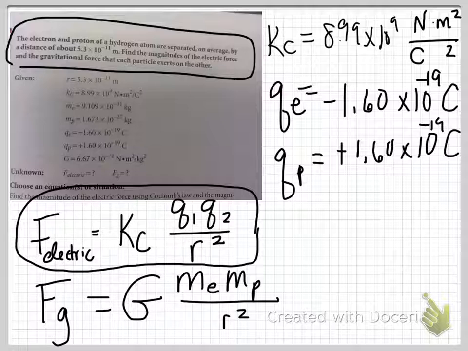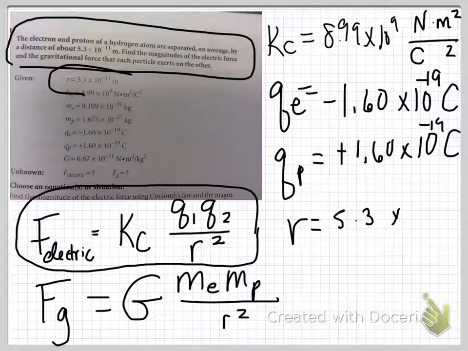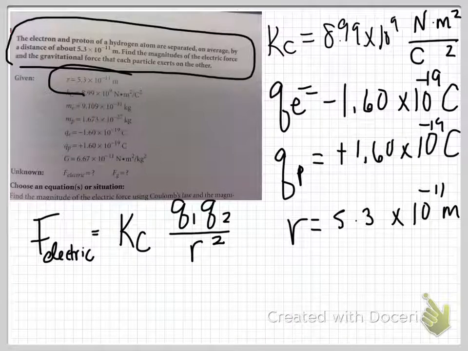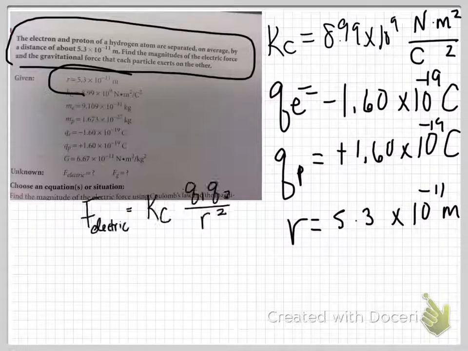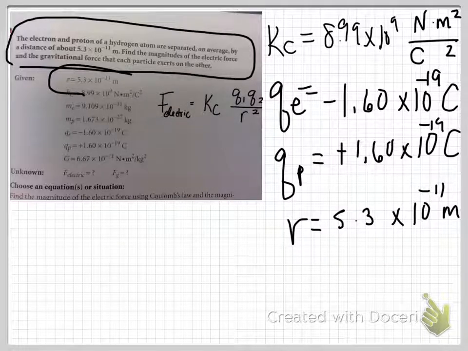Okay, the distance between them was given to us. R equals 5.3 times 10 to the negative 11th meters. And we'll not worry yet about the gravitational. So I'm going to shrink this, stick it up here. QE, Q1? The QE is the charge of the electron.